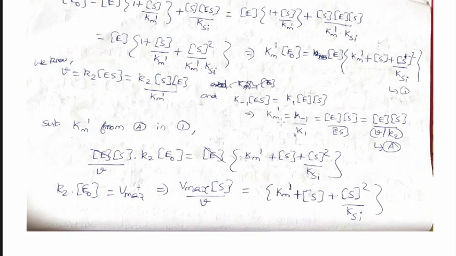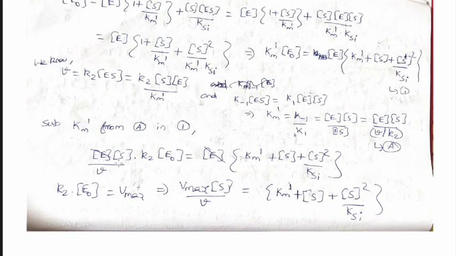So K minus 1 into ES equal to K1 into E into S. So Km dash is equal to K minus 1 by K1, that is equal to E into S by ES. So it is equal to E into S by V by K2, because V is equal to K2 into ES. So substituting Km dash from A, this equation we take it as A in 1.